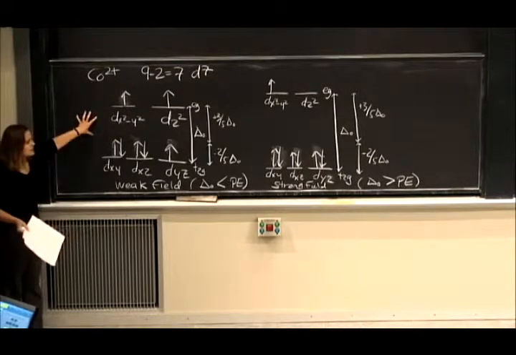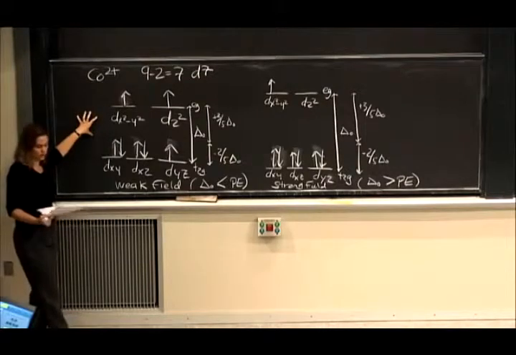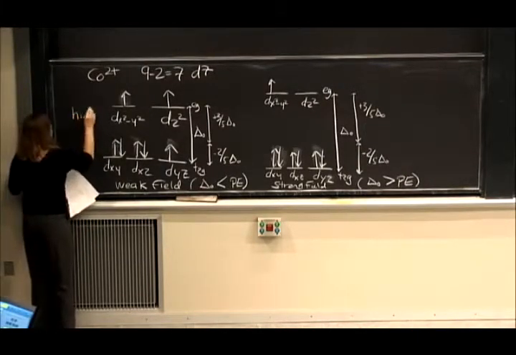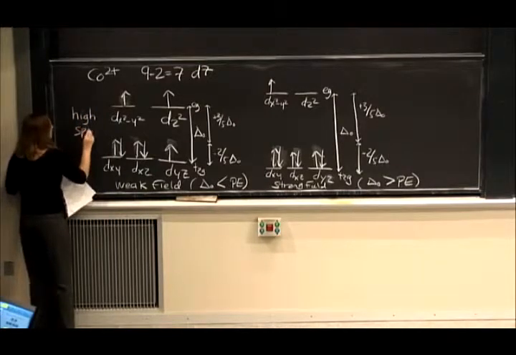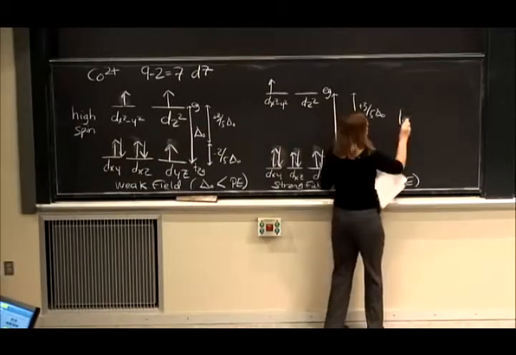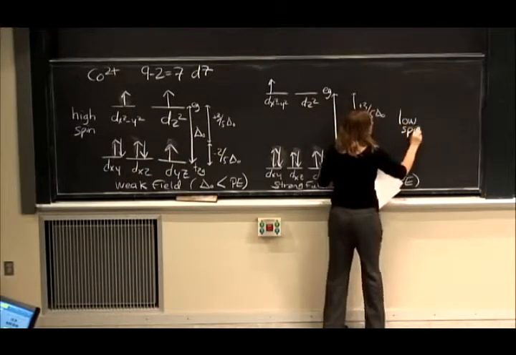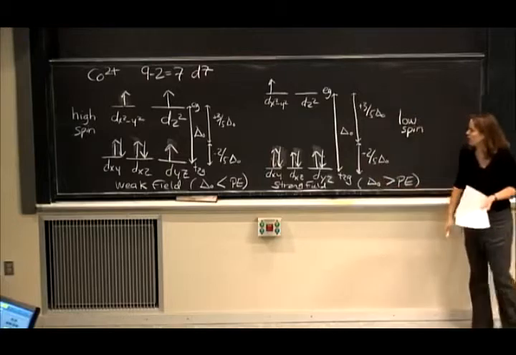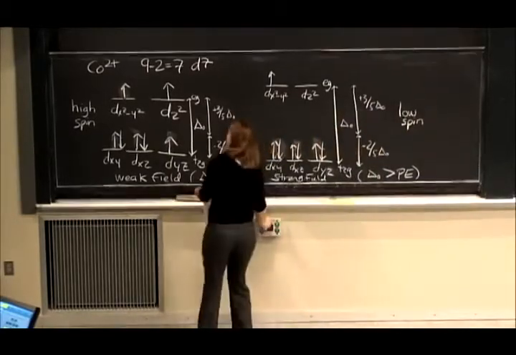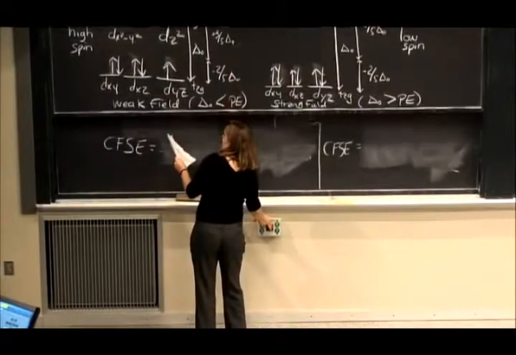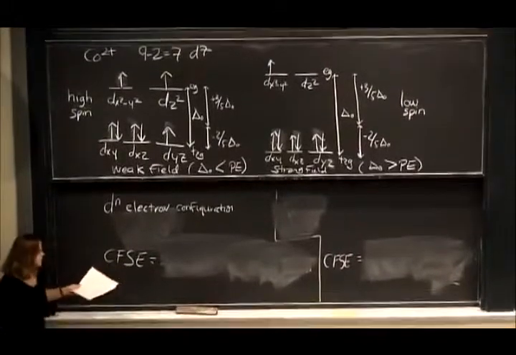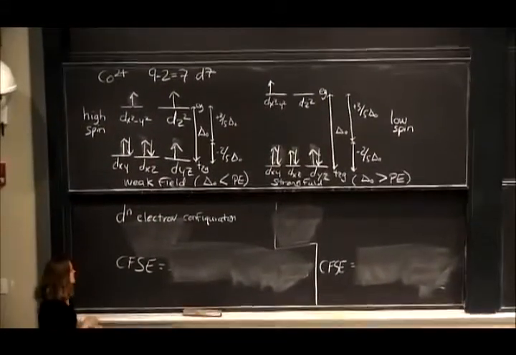So for this system, is this going to be a high spin or a low spin system? So this will be high spin because we have the maximum amount of unpaired electrons. And over here, we're going to have a low spin system. We have the minimum number possible of the unpaired electrons. All right, so let's finish this up now and do our dn electron configurations and our crystal field splitting energies.